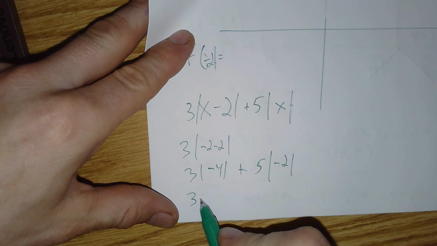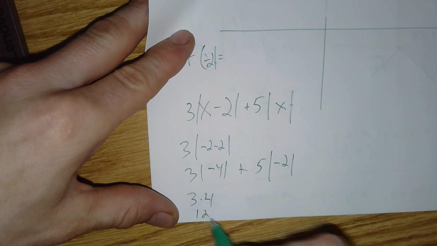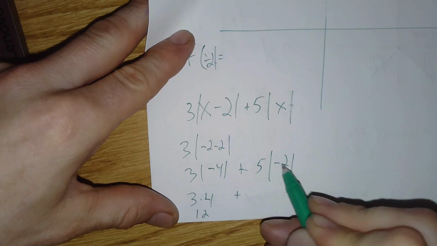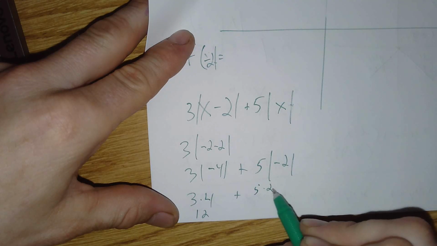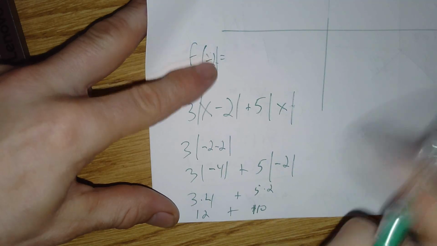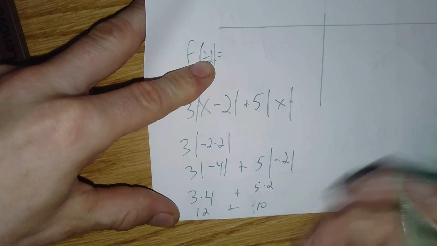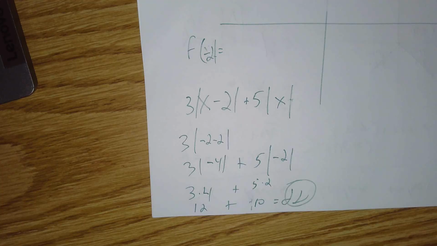So this is going to be 3 times 4, because the absolute value of negative 4 is 4, and that equals 12. That's going to be plus the absolute value of negative 2, 5 times 2, right? So that's going to be plus 10. So this is going to be equal to 22. Okay, so that's how you do it if there's no equal signs. Hopefully that makes some sense, and it helps.